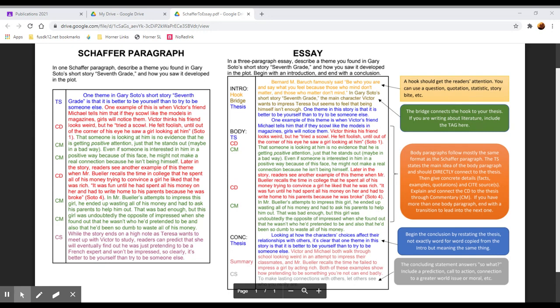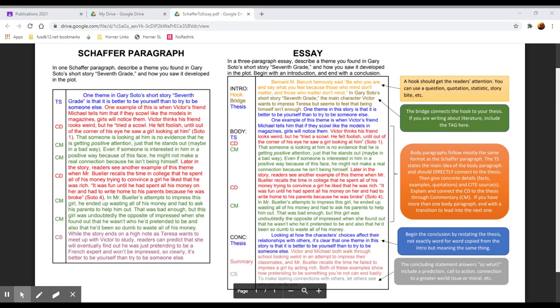The prompt is, in one paragraph, describe one theme you found in Gary Soto's short story, 7th Grade, and how you saw it developed in the plot. So the first thing we would want to do here is decide on a theme that we see in the story that we could write about. And then remember, a theme is a full sentence, a statement of truth. It's the author's message, and it's different from a moral or advice for how to live, but it's more of a statement that people can look at and see how that is a truth that is shown in the story, and also something that they can connect to real life.